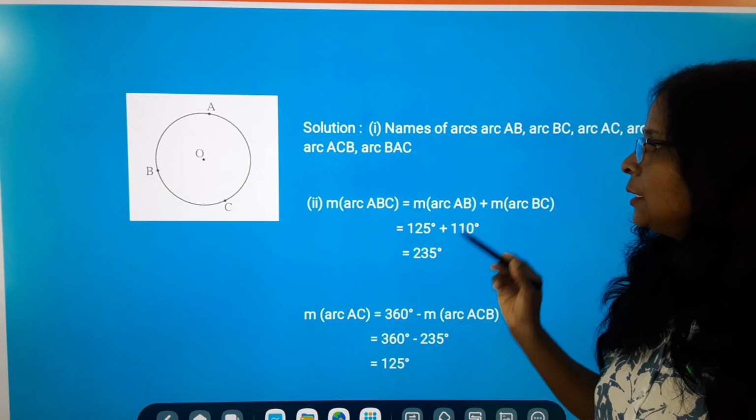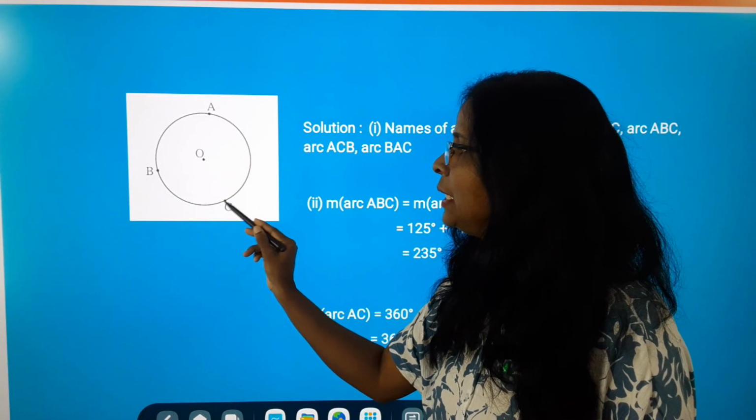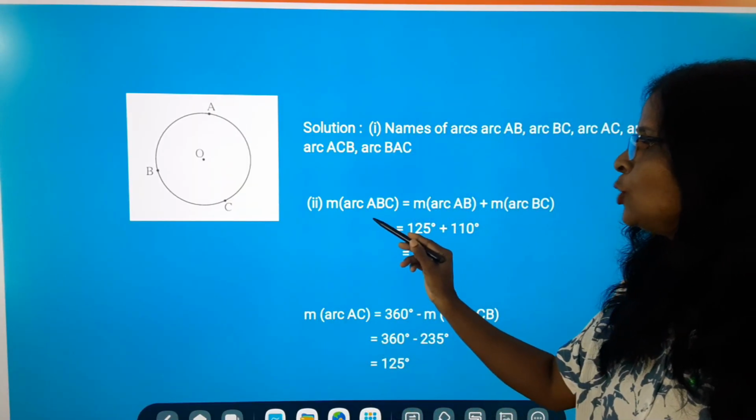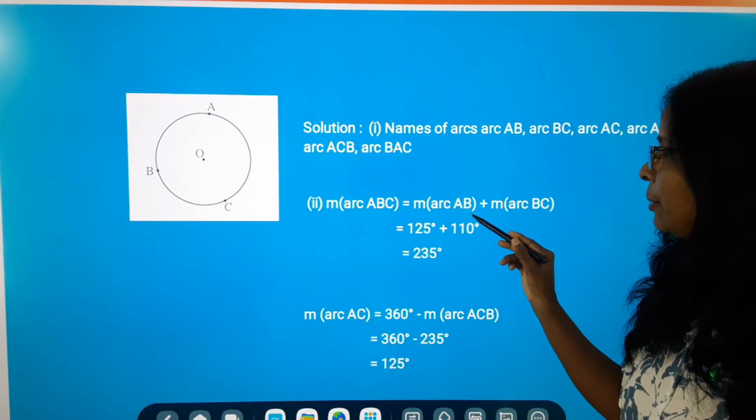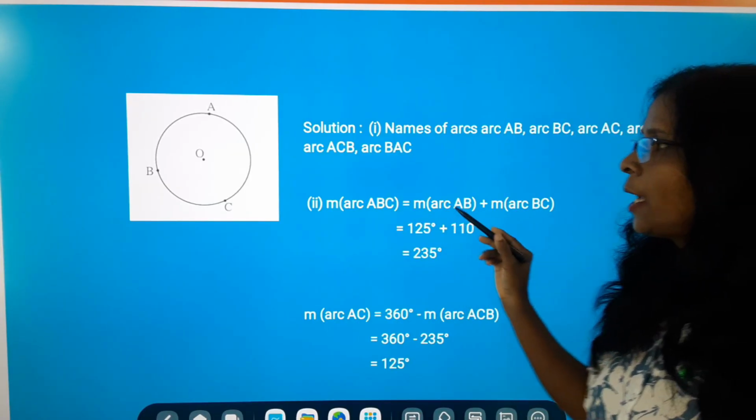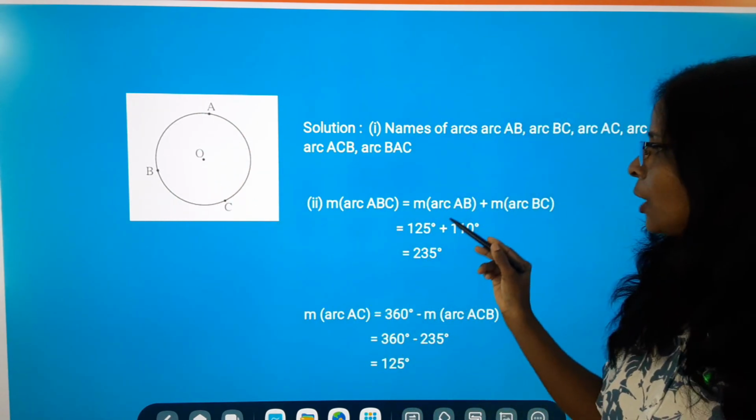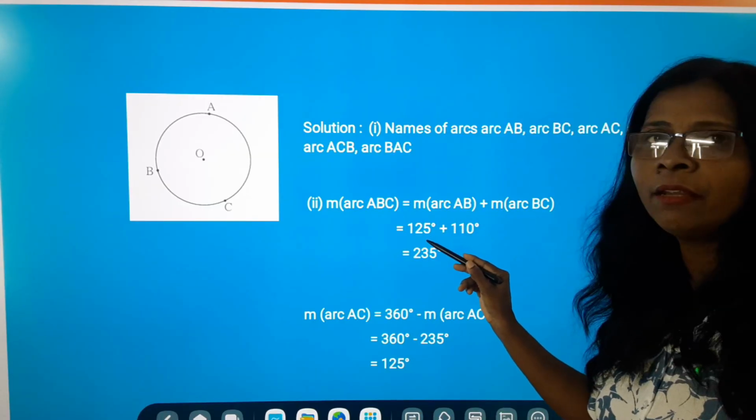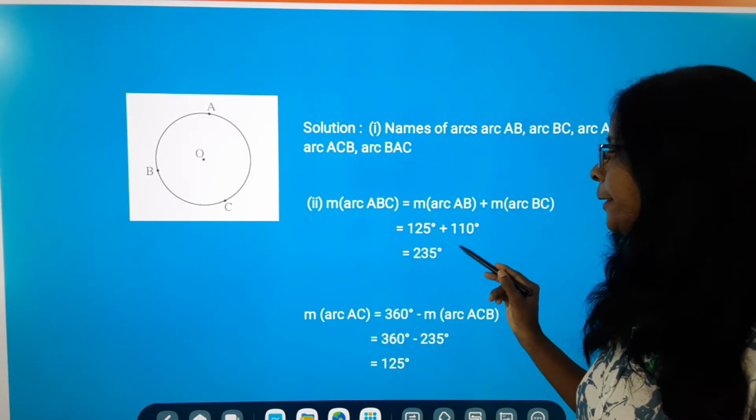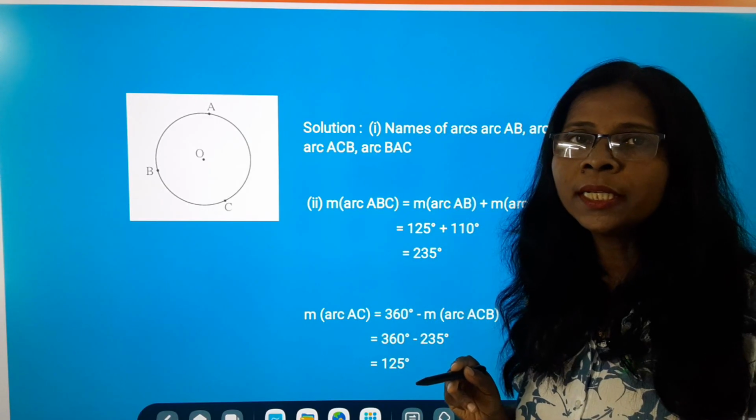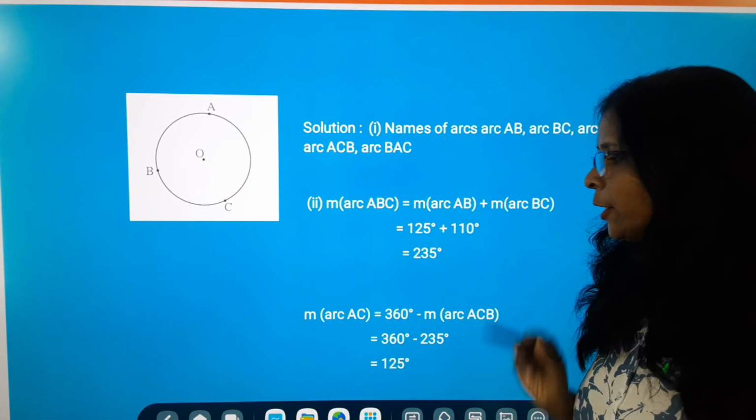Now the second point, that we have to find out the measure of arc ABC. How can we find out the measure of arc ABC? So make the formula: measure arc AB plus measure arc BC. Now we know the values of measure arc AB, that is 125, and measure arc BC, that is equal to 110. So their sum is 235. So the measure of arc ABC is equal to 235.